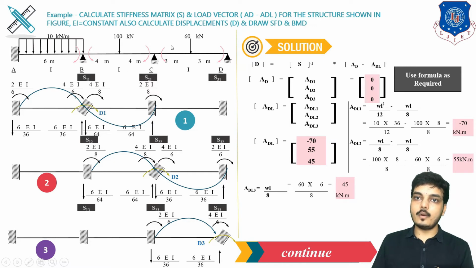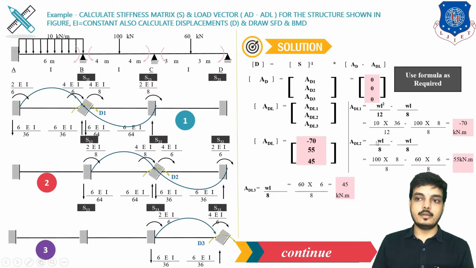This is clockwise, this is anti-clockwise. So clockwise will be plus and anti-clockwise will be negative. Both are point loads in the span B to C and span C to D. The formula is WL by 8. So now here you can see that WL by 8 minus WL by 8.